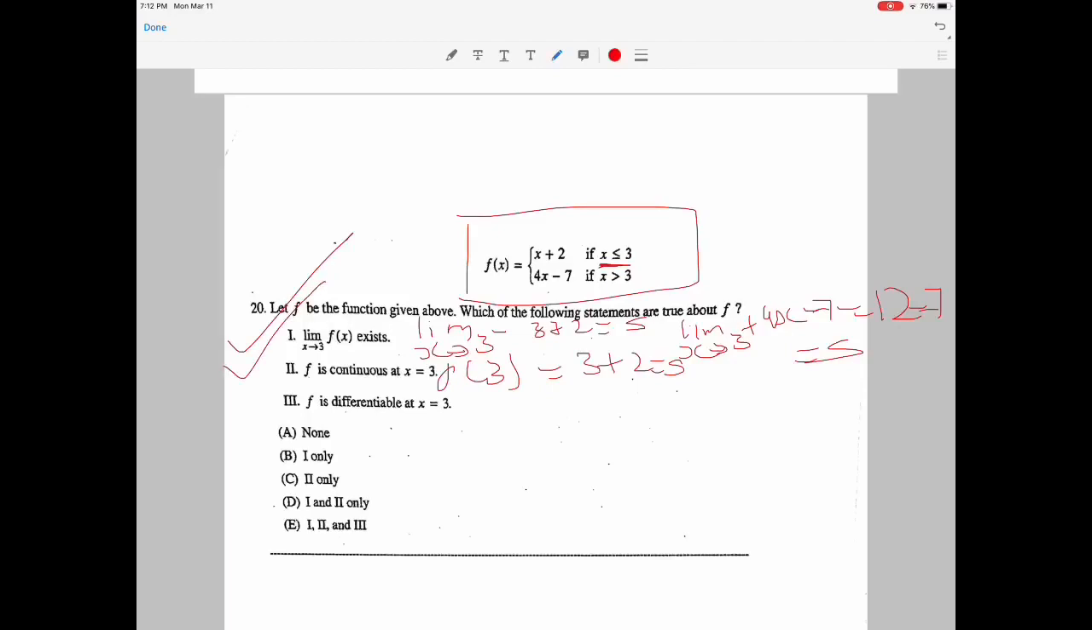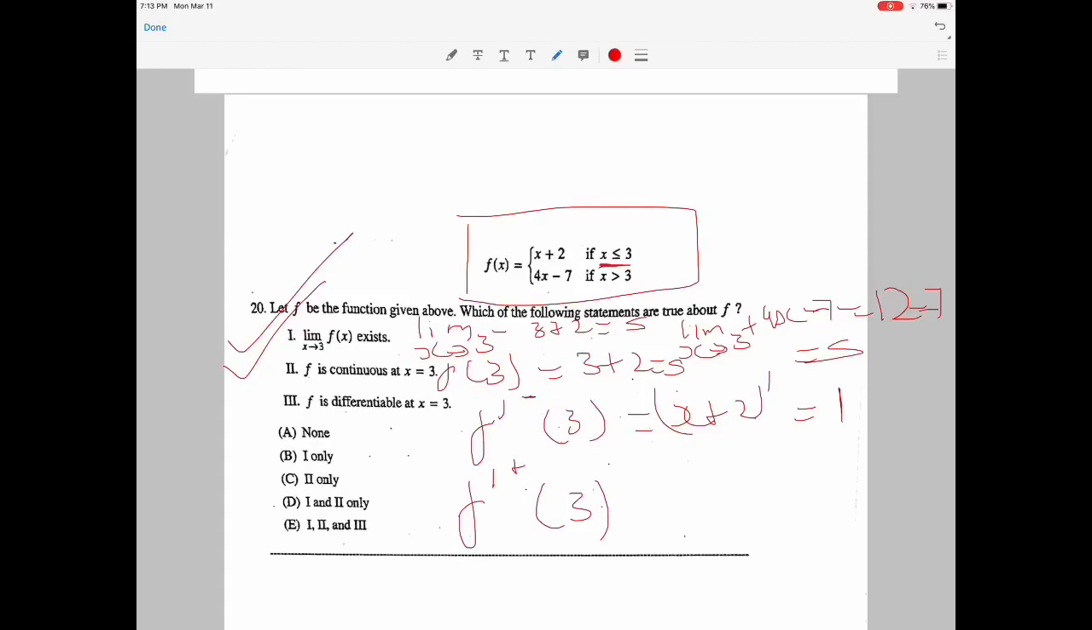Is f differentiable at x equal to 3? So we take the right and the left derivative. So we check f prime from the left of 3, which is the derivative of x plus 2, which is equal to 1.